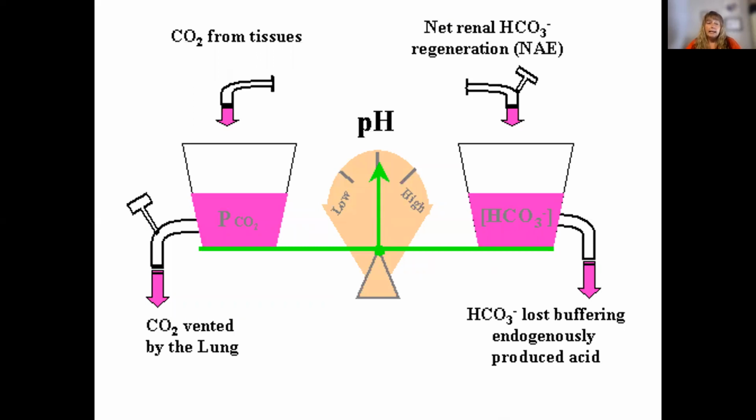So when your pH is balanced, as seen in this photo, the carbon dioxide coming out from the tissues is being vented by the lung. The renal system is getting the bicarbonate going, and it either buffers it or produces it depending on what is needed by the body. And that maintains that neutral pH of homeostasis.